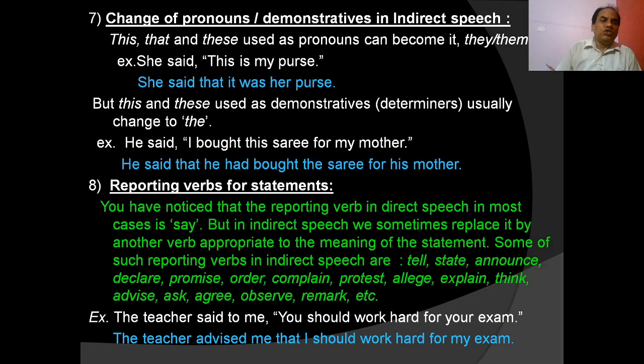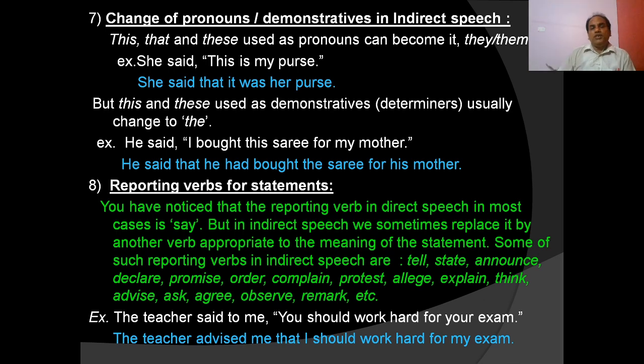You see, the change of demonstrative pronouns in indirect speech. This, that, these used as pronouns can become it, they, or them. She said, this is my purse. She said that it was her purse. You see, this is changed to it because here this is used as a pronoun. So the pronoun is changed to it, they, or them.